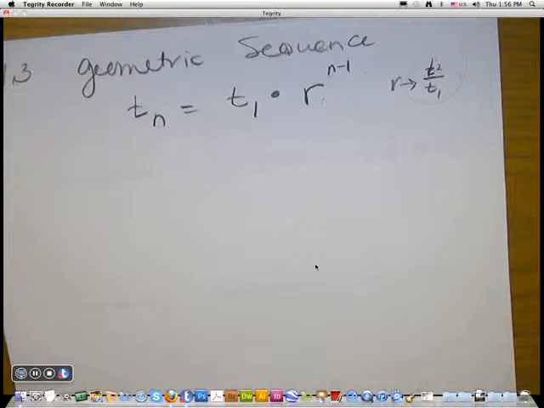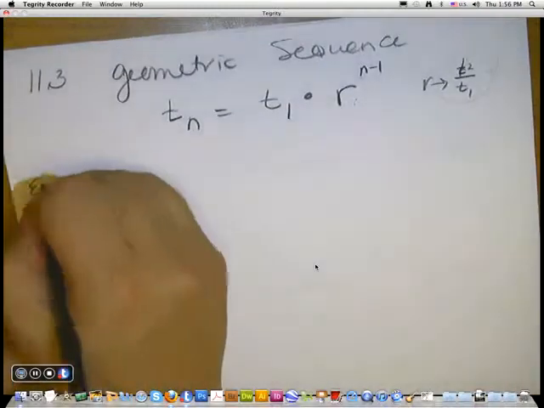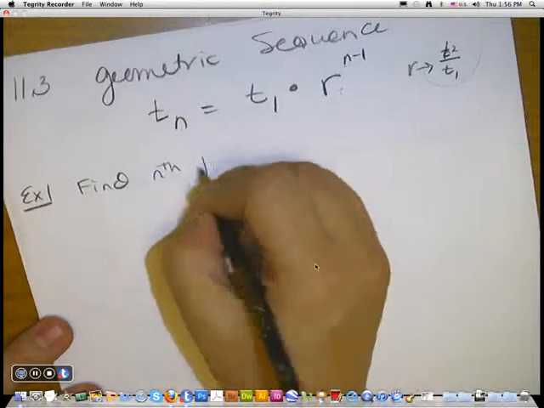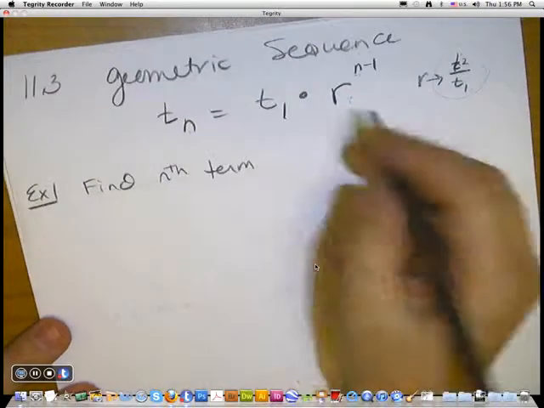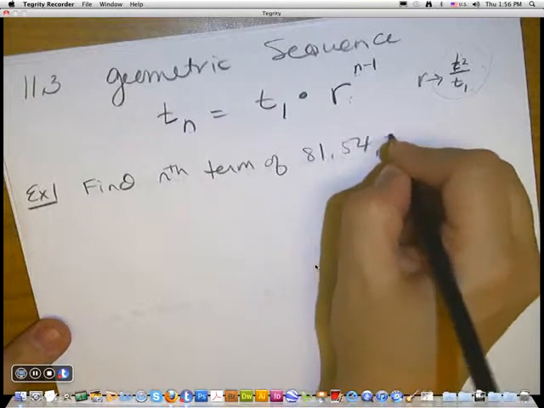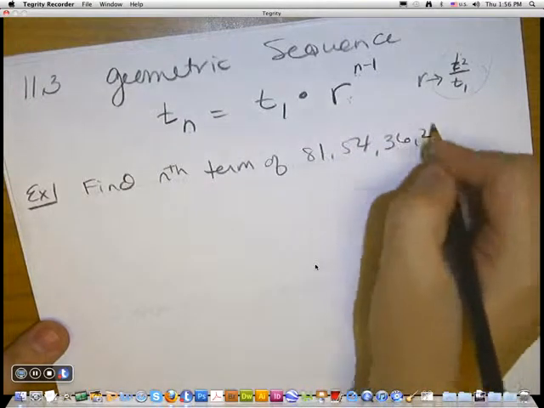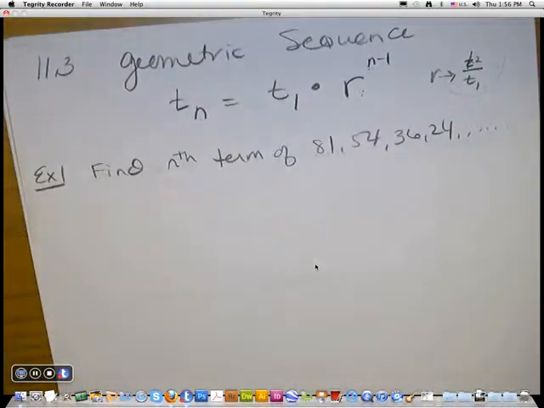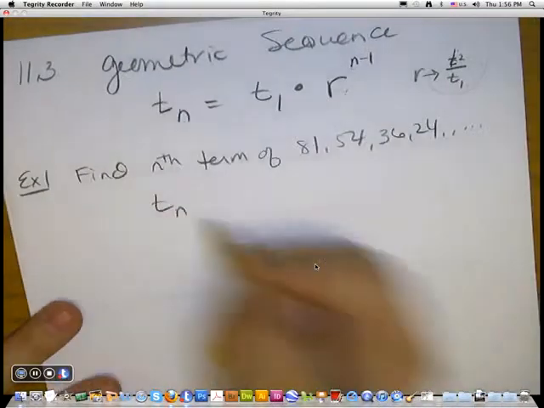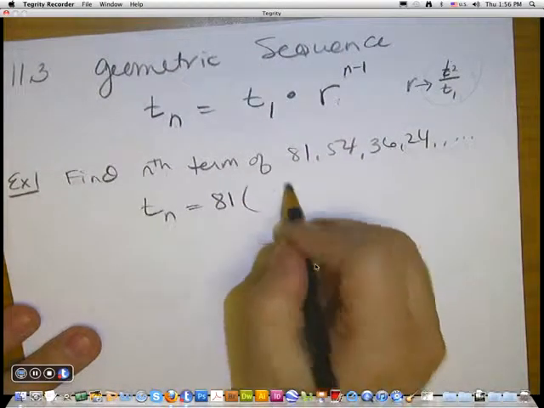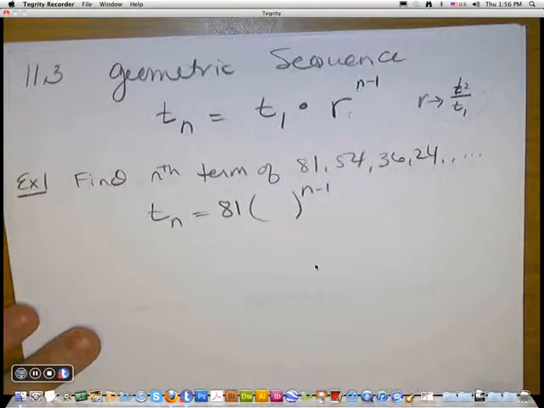We have 6 examples again today. The first example is we want to find the nth term, or the general formula of a given sequence: 81, 54, 36, 24, and so on. So we want to find what its formula would be. What is the nth term? If I know the first term, the ratio, and then n minus 1.